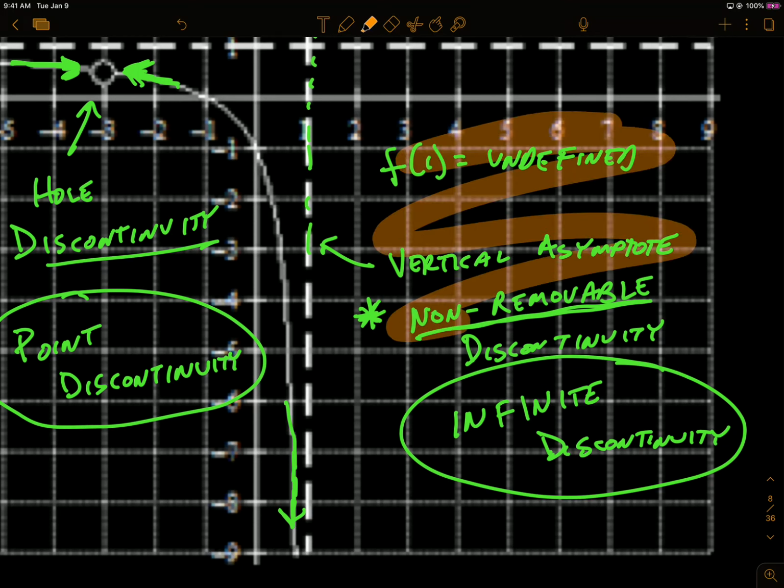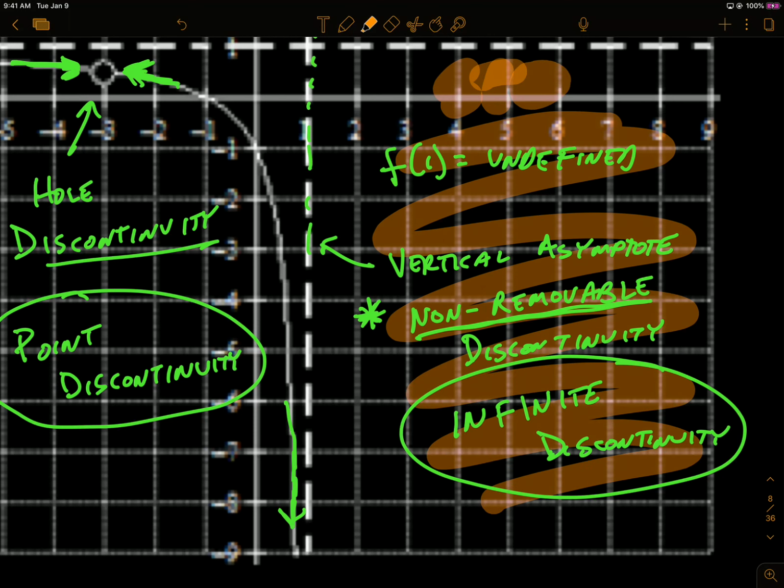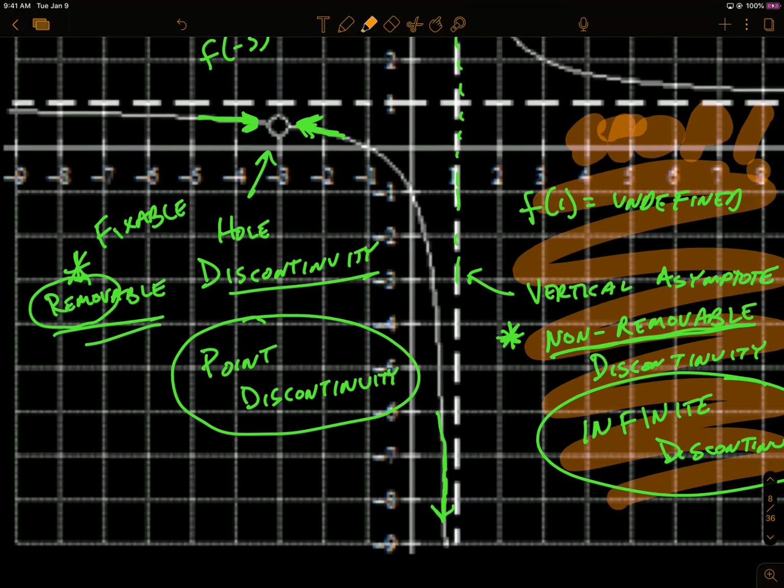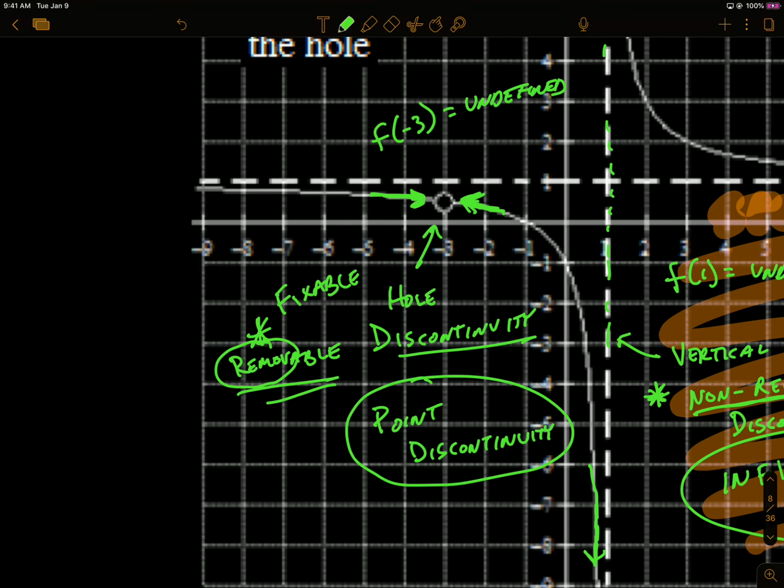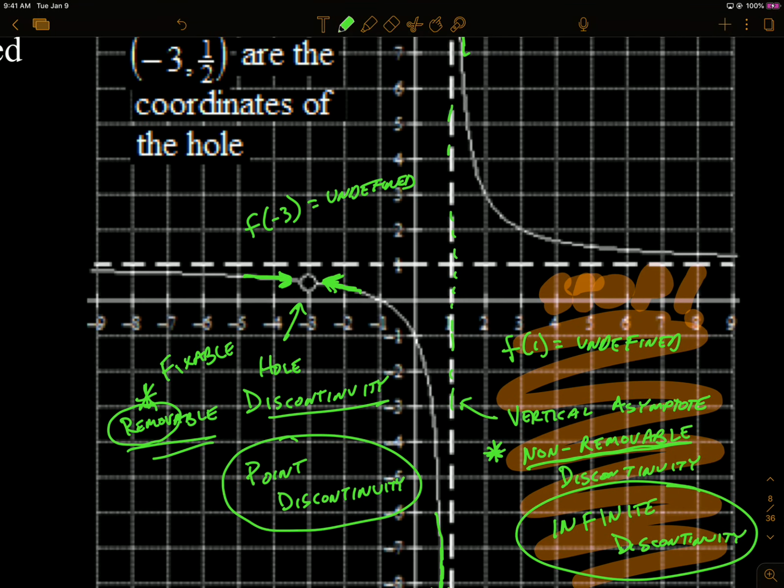If we have an unfixable one, we're just going to stop and say you cannot find the limit and not continue on. But if it's fixable, we have to continue on because you will be able to find the limit. And the way we find the limit is by filling the hole.